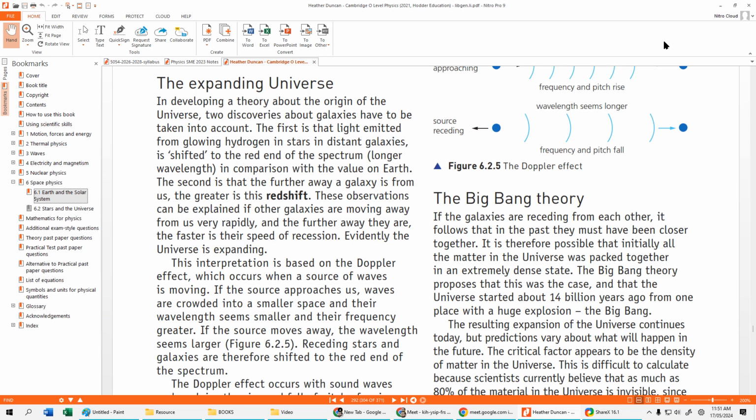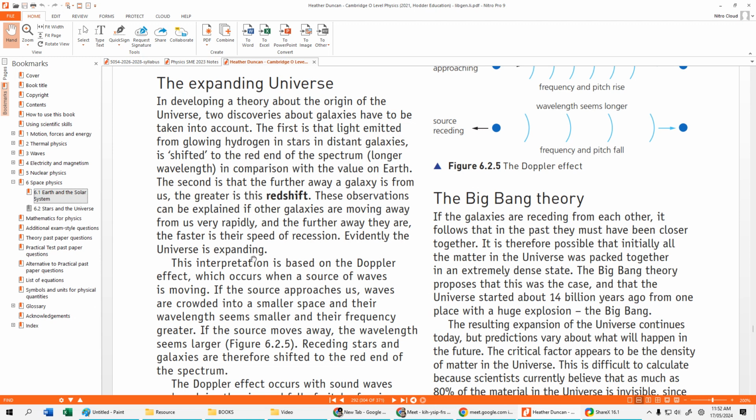This is also a very important point. Scientists discovered that the farther a galaxy is from us, the greater its amount of red shift. That means nearby galaxies are greenish, slightly farther galaxies are orangish, and even farther galaxies are reddish, which means the farther away they are, the faster they are moving away. These observations can be explained if other galaxies are moving away from us very rapidly, and the farther away they are, the faster is their speed of recession. Recession means getting away. Recession is a word in normal term. Recession means getting away.